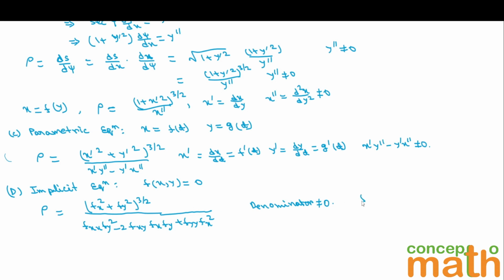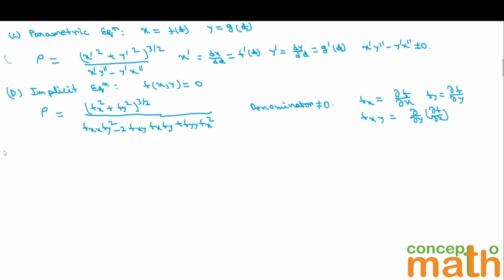So what is fx here? Fx is nothing but partial derivative of f with respect to x. Fy is partial derivative of f with respect to y. And similarly the other things. For example, in this case fxy is del y of del f del x. Okay, and so on. So for implicit equation we have also given the expression.